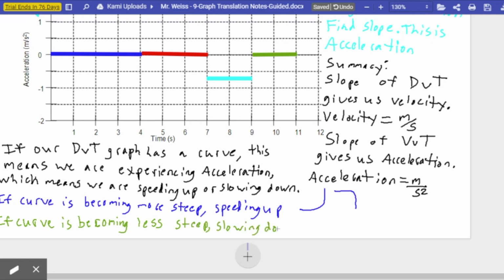On the flip side of speeding up, we also have slowing down, and that's just going to be the complete opposite, right? We're going to start with a slope that is very steep, almost a vertical line, and then we're going to end with a slope that is more of a horizontal line.